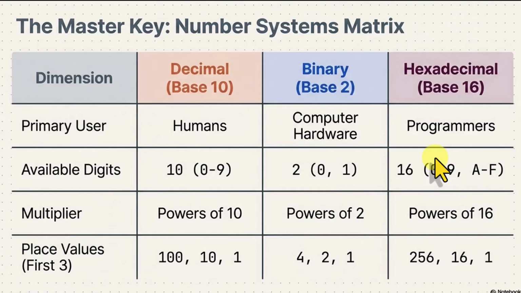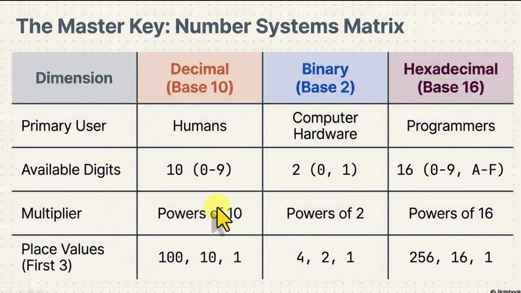The master key: number systems, decimal, binary, and hexadecimal. The primary use for decimal is humans. For binary, it is computer hardware, and hexadecimal is for programmers. Available digits: decimal has 10 digits, 0 up to 9; binary has 2 digits, 0 and 1; hexadecimal has 16 digits, 0 up to 9, and A up to F, capital letters.